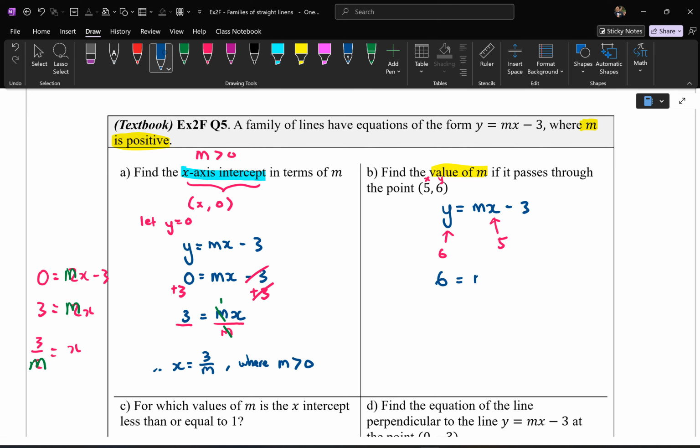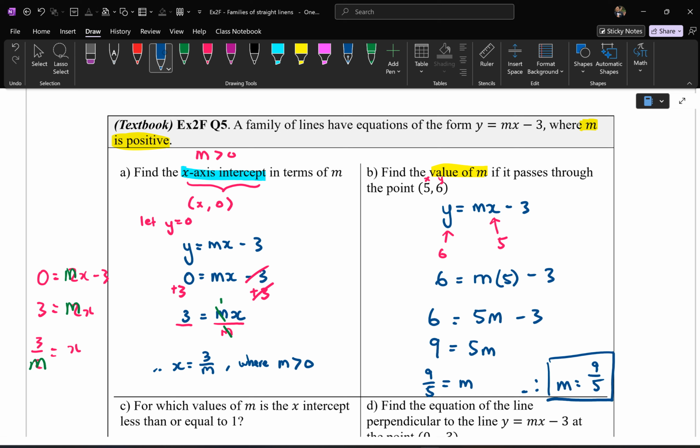You got 6 is equal to m times 5 minus 3. Solving for m, so here we go. M times 5 is 5m, minus 3 equals 6. And here you balance the equation like you normally have. Add 3 on both sides. You get 9 is equal to 5m. And to get m by itself, divide both sides by 5. So therefore m must be 9 over 5. And that's true because it's positive. We know it was meant to be a positive number, so that still checks out. So far, so good. If it was negative, then something's wrong.